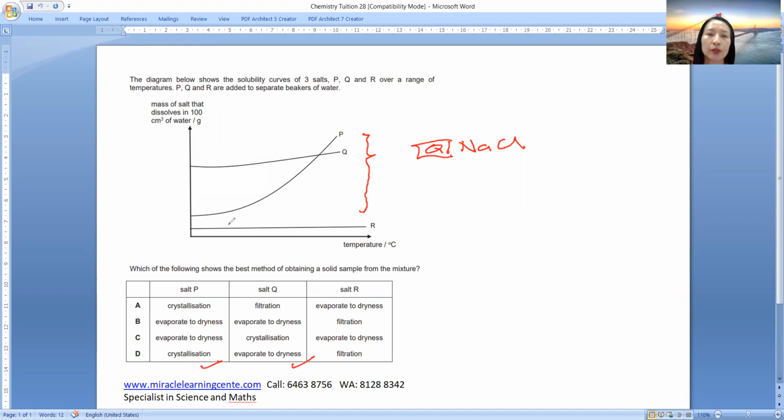Then R is an insoluble salt. Okay, can you see the solubility is really, really low? This is insoluble. Okay, so if it's insoluble, you can filter it because it cannot pass through the filter paper. Hence, the answer is D.